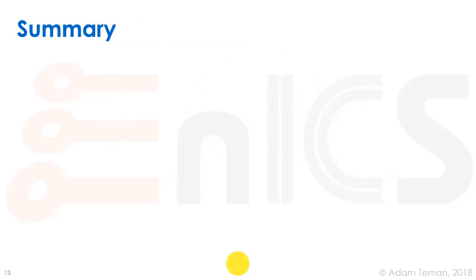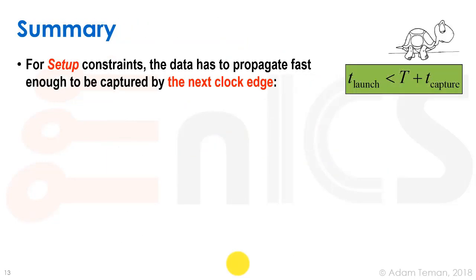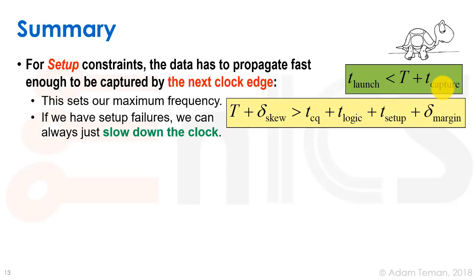So let's summarize that whole thing. For setup constraints, the data has to propagate fast enough to be captured by the next clock edge. Remember, we're looking at the slowest possible thing that our data could be. So T launch is really, really slow. It becomes very big. And we have to make sure that it's smaller than the clock cycle plus whatever the capture that is affected by delta skew. This sets our maximum frequency.